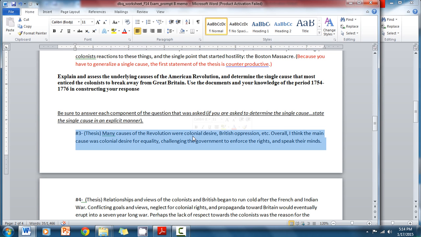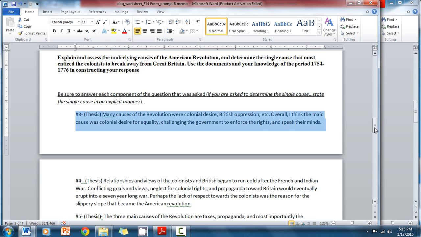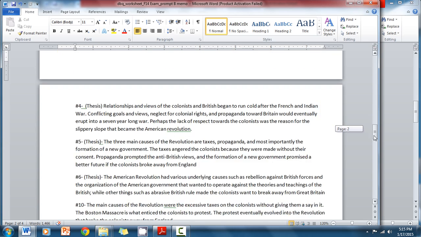So here, student number 3, you did not reference the single most enticing cause. You talked about the causes. Many causes of the revolution were colonial desire, British oppression, etc. All right, excellent, great way to classify it. Overall, I think the main cause was colonial desire for equality, challenging the government to enforce the rights and speak their mind. Okay, so you can't say main cause and then list 3 things, because that's in essence what you did. So you're on the right track here, but it just doesn't fit into the requested format.